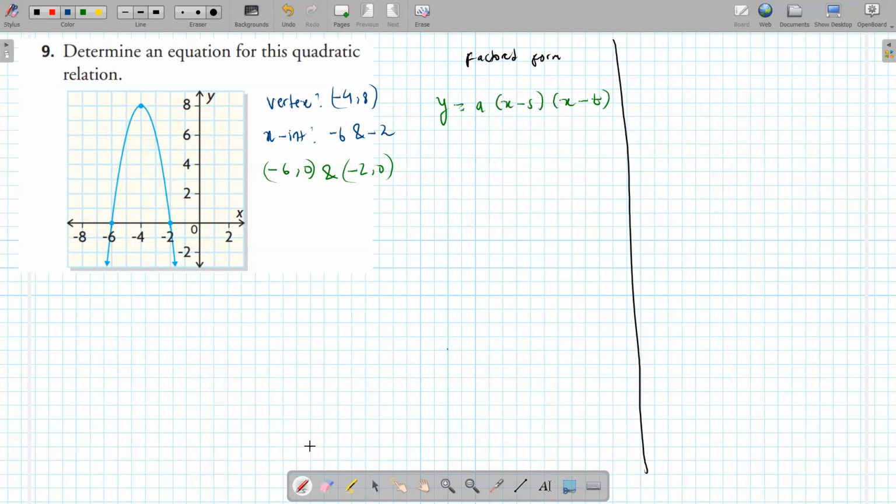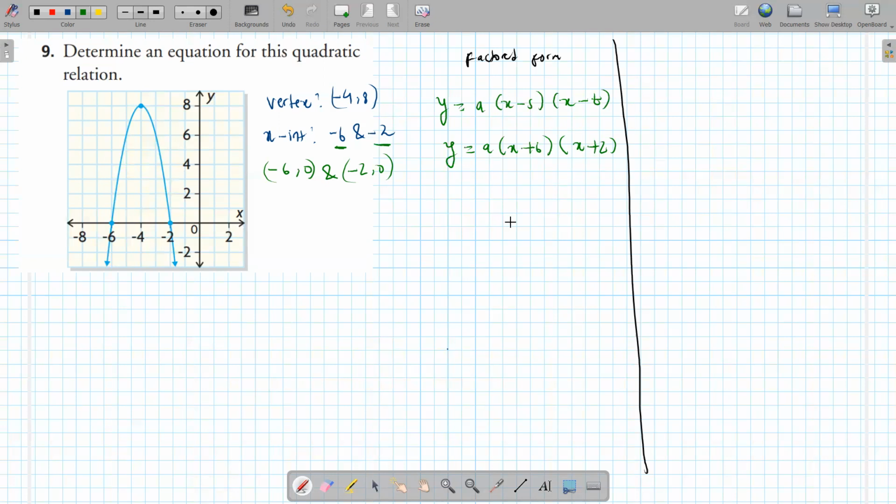Alrighty. To use the factored form, we need the two x-intercepts, which they've given us, right? You see, this is your s, this is your t. Let's plug them into this equation. What do we get for the first bracket? X plus 6. What about the other bracket? Plus 2. Now we need to find the a value.